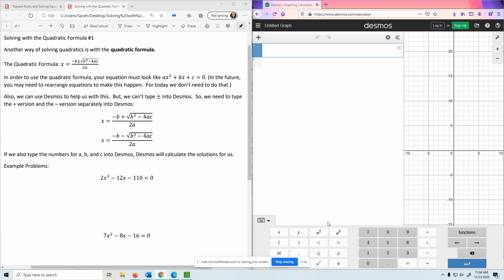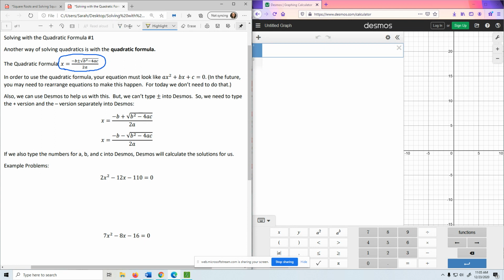Hello, today we're going to look at another way of solving quadratic equations, which is by using the quadratic formula. The quadratic formula is this kind of complicated looking equation right here. Notice it has x equals, and then you have a, b, and c with all kinds of crazy things happening to them after the equal sign. Where the a, b, and c comes from is from the format of your original equation.